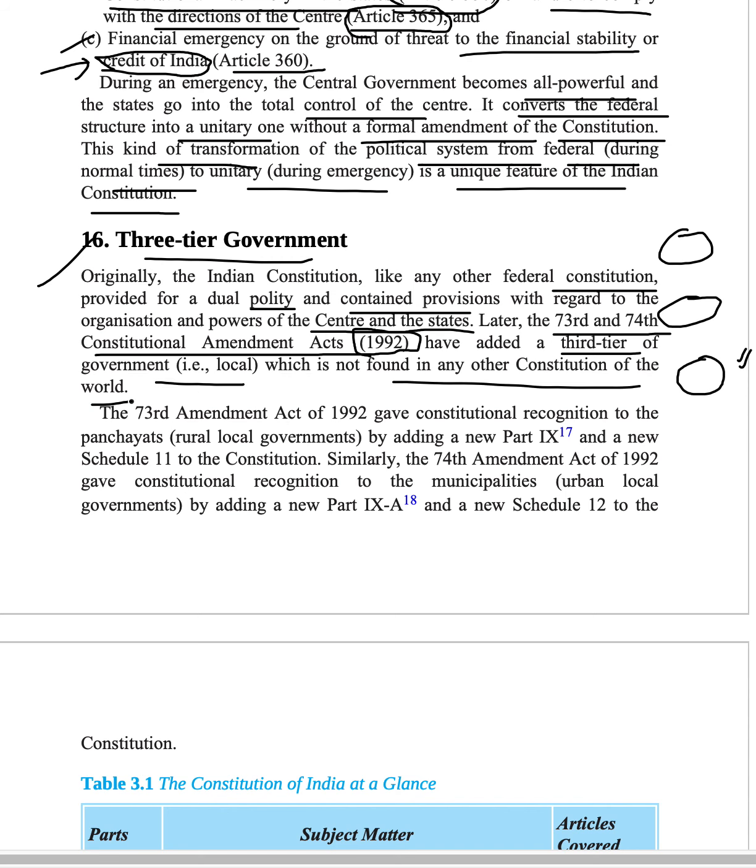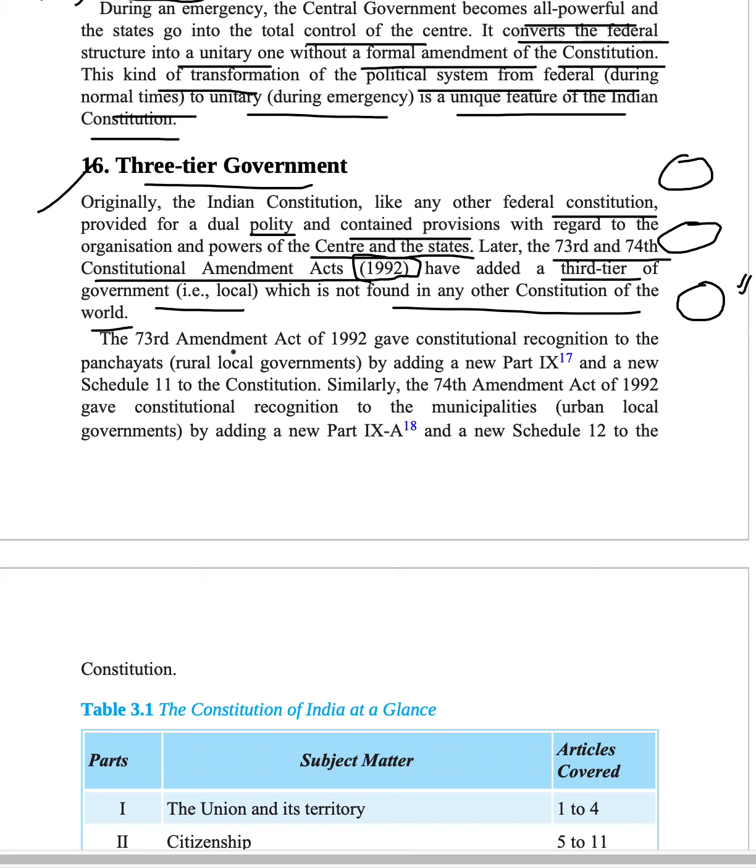So this is very unique to India. The 73rd Constitution Amendment Act of 1992 gave constitutional recognition to the panchayats, rural local governments, by adding a new part 9 and a new schedule 11 to the constitution. So this schedule 11 is for this local rural government or the panchayats, and schedule 12 is for municipalities.